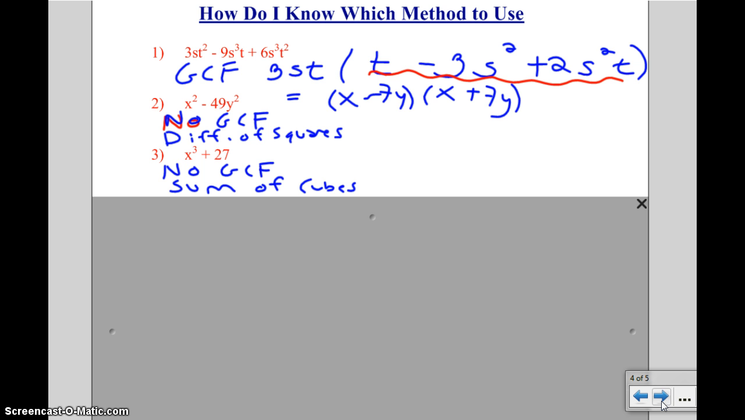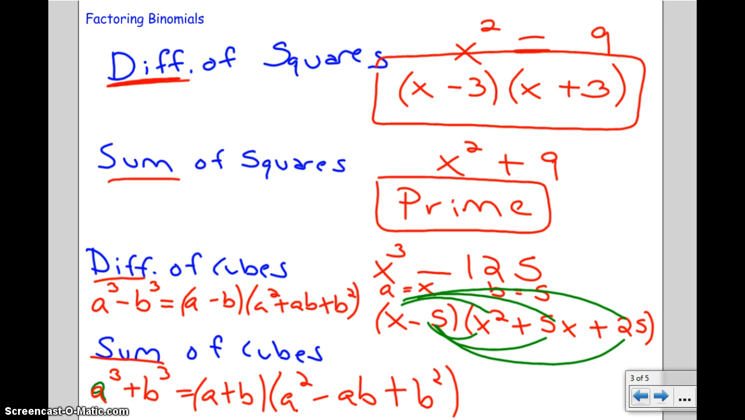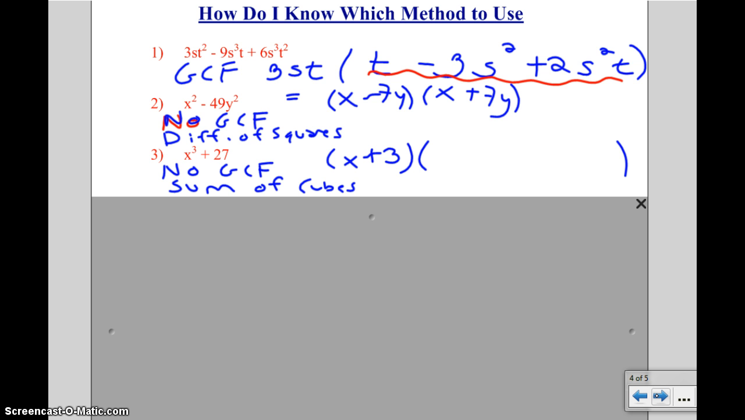Well, to make x cubed, I'm going to use x times x times x, right? To make 27, I'm going to make 3 times 3 times 3. So x plus 3 is my first factor. The second factor, if we look back at our notes, is this a squared minus ab plus b squared. So I'm going to take my a value, which is x, and square it. Minus. I want to do opposite. A times b, so 3 times x.